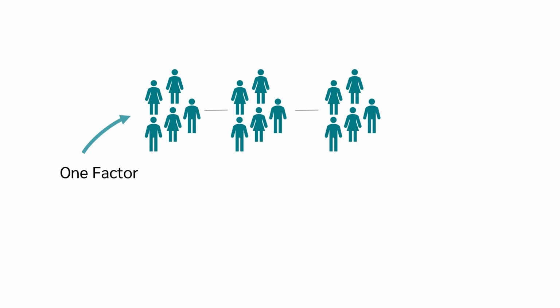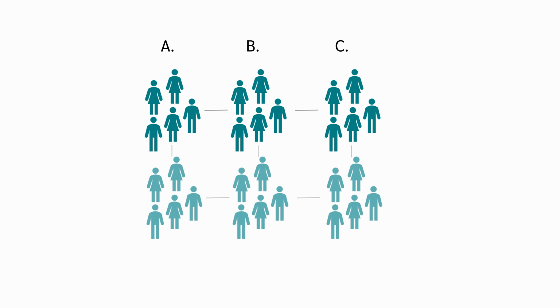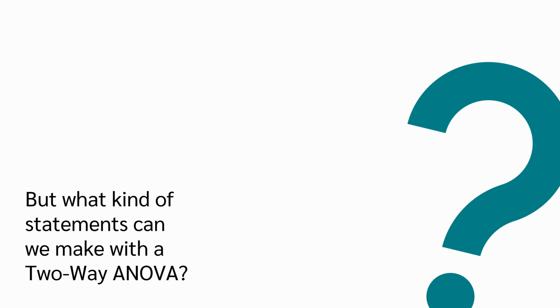So in a one-way ANOVA, we have one factor from which we create the groups. If the factor we are looking at has three levels, for example, three different types of drug, we will have three groups to compare. In the case of a two-way analysis of variance, the group results from the combination of the levels of the two factors. If we have one factor with three levels and one with two levels, we have a total of 6 groups to compare. But what kind of statements can we make with a two-way ANOVA?